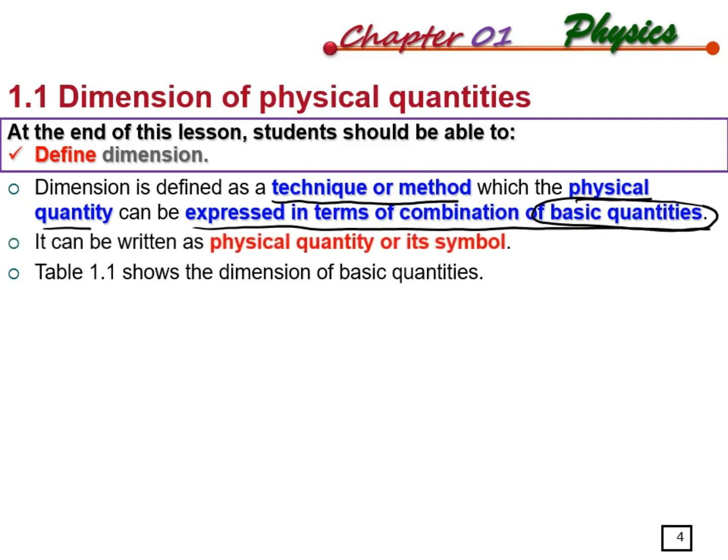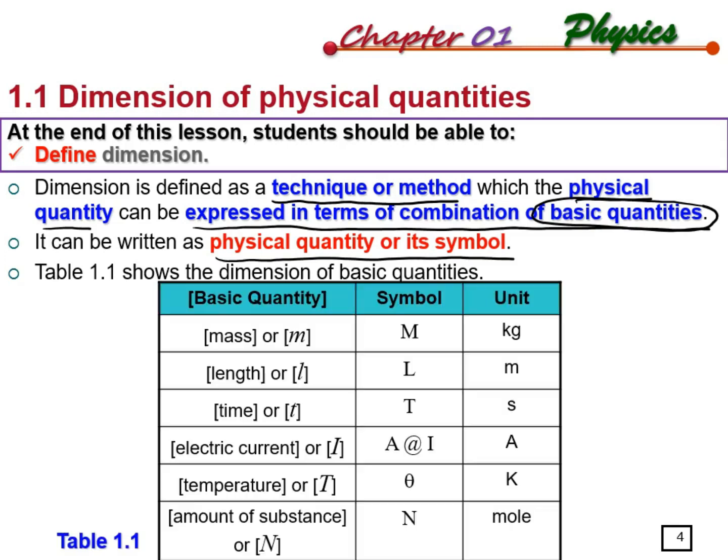So it can be written as a physical quantity or its symbol. So the table shows the dimension of the basic quantity. All these basic quantities you must remember. Let's say we have the basic quantities shown in the table. We have 1, 2, 3, 4, 5, 6. So all these basic quantities you must remember and memorize.